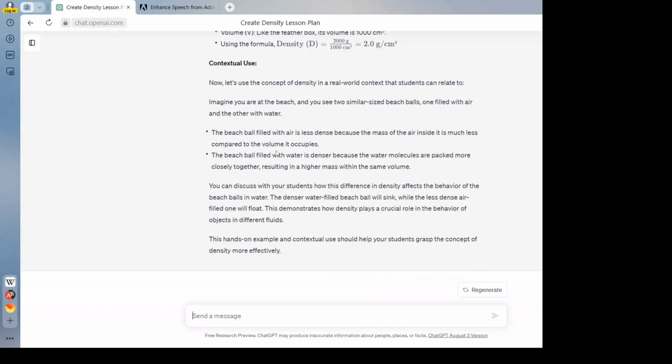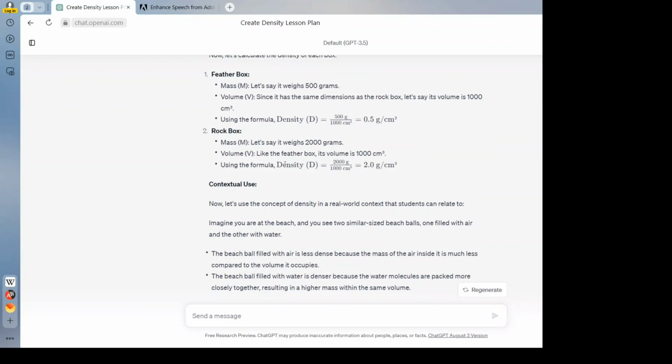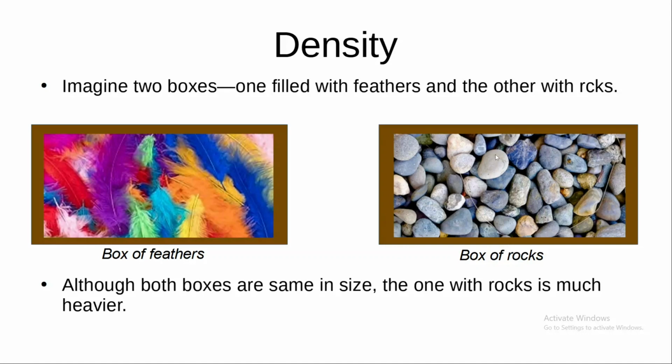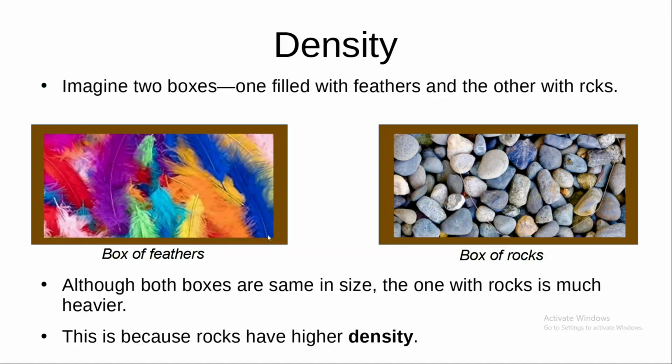These are more examples, but we don't need them. We just need one example and that is enough. So let us add it into our PowerPoint slides. In our slides, we can actually draw the two boxes. First, we have the box of feathers, then we have the box of rocks. Both of them have the same volume, but the box of rocks is much heavier. This is because the rocks have a higher density. So we have used the concept in context.